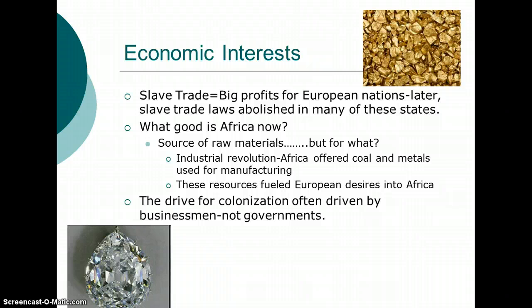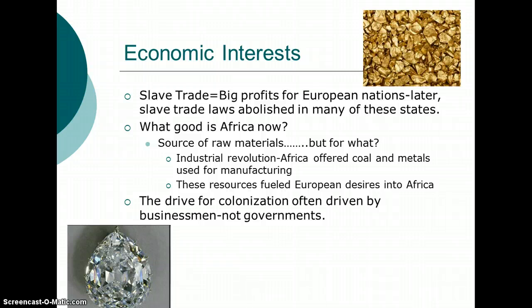Now, what good is in Africa now? Well, there are raw materials in Africa. And the Industrial Revolution called for a lot of these raw materials. And so Africa offered coal and metals used for manufacturing. These resources fueled European desires for Africa.